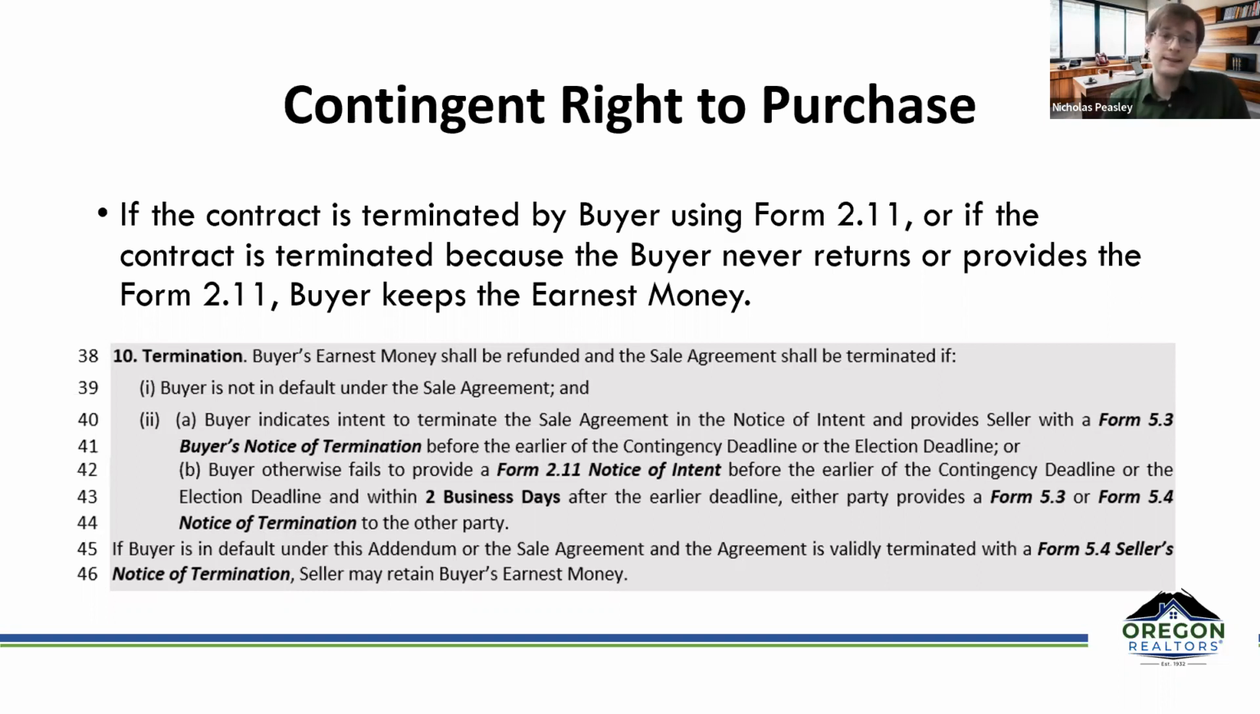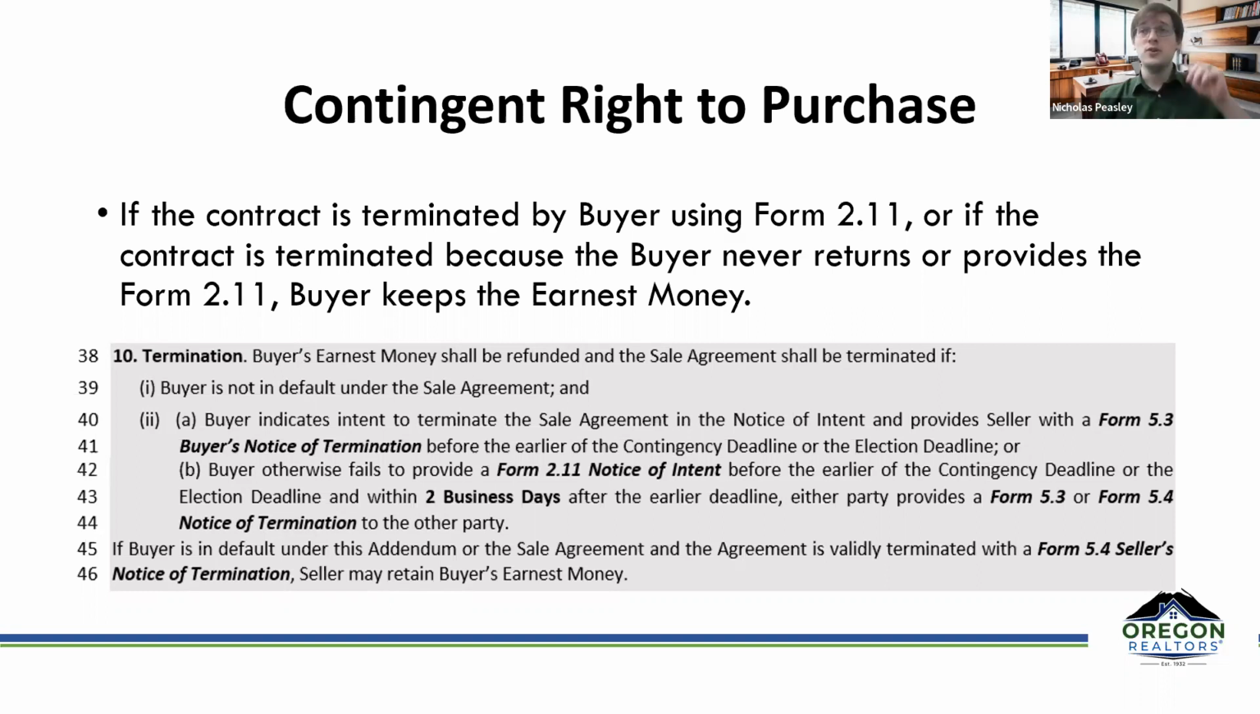We've terminated the contract. If the buyer is in default under this addendum or under some other part of the sales agreement, so the buyer is, for example, forging banknotes and the seller finds out about it, and then the buyer goes, actually, I want out. I'm not doing my contingent right anymore. The buyer doesn't necessarily get their earnest money back. They can't just use it as an escape hatch to run away from their own misdeeds. So if the buyer is in default, at that point, seller is keeping the earnest money if there is some reason for termination that happens because of the contingent right.